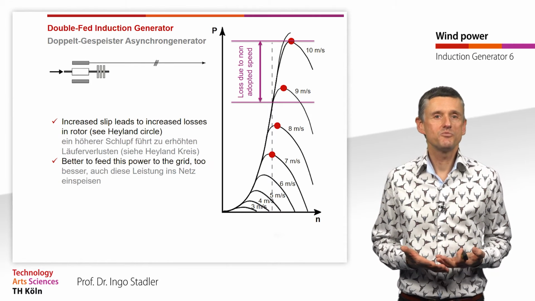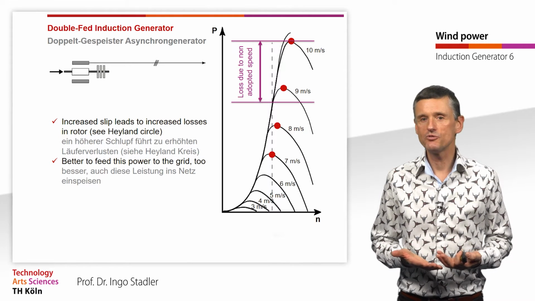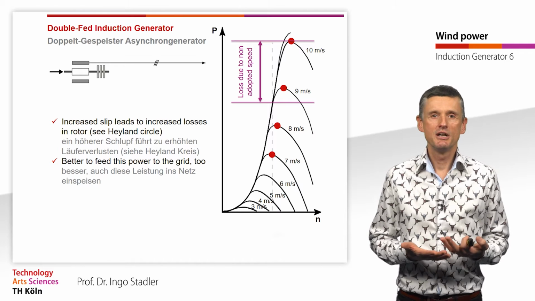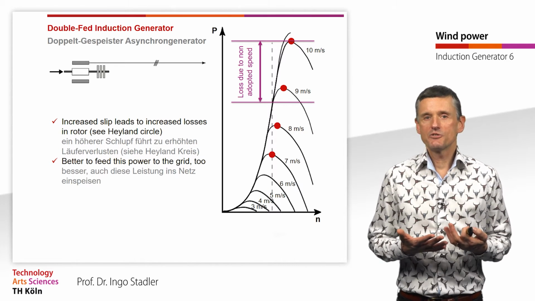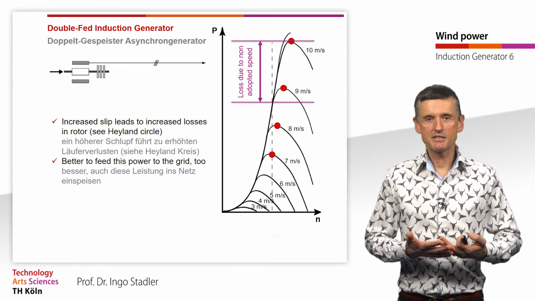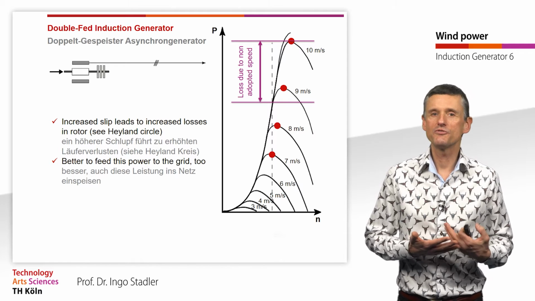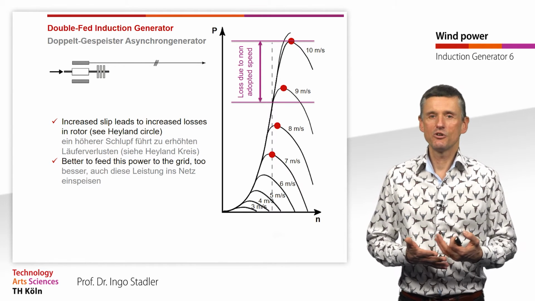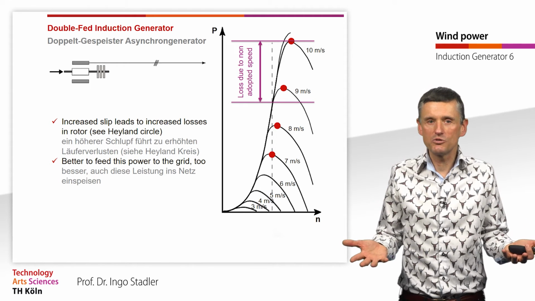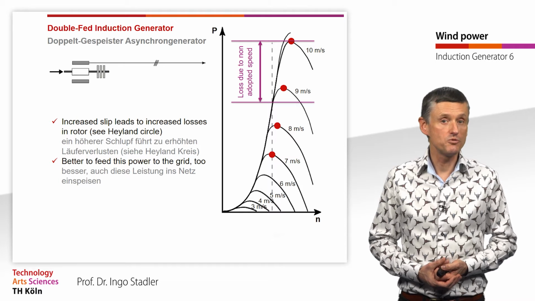So we once more see that we use the slip rings in order to influence the behavior of the rotor. And with an increased slip, that leads to increased losses in the rotor, which we have learned with the Heyland circle. So instead of converting these losses just into heat in the rotor, it would be much better to feed this power to the grid too.